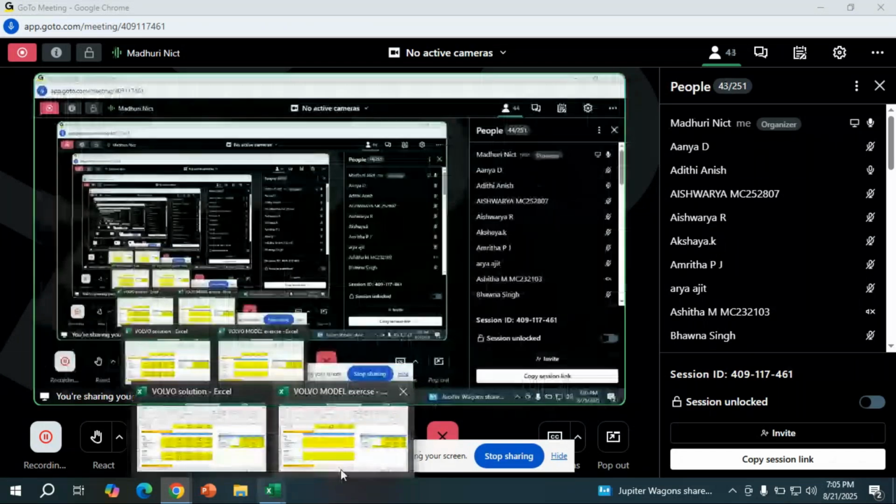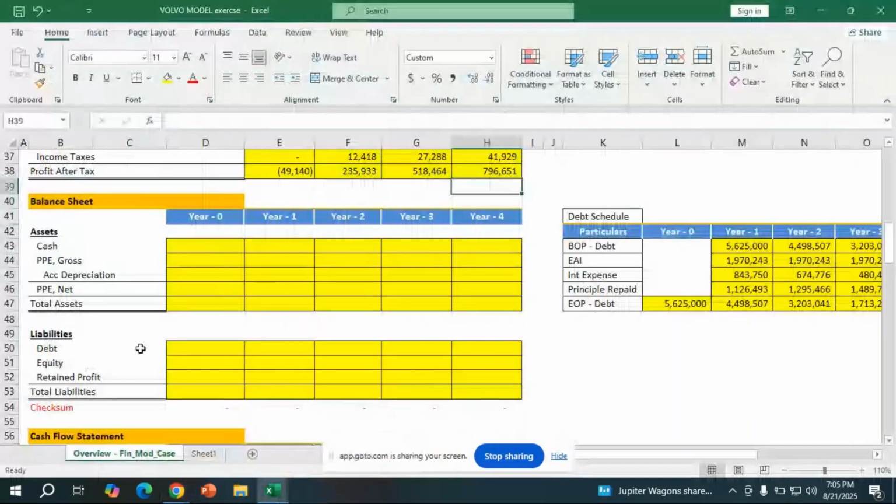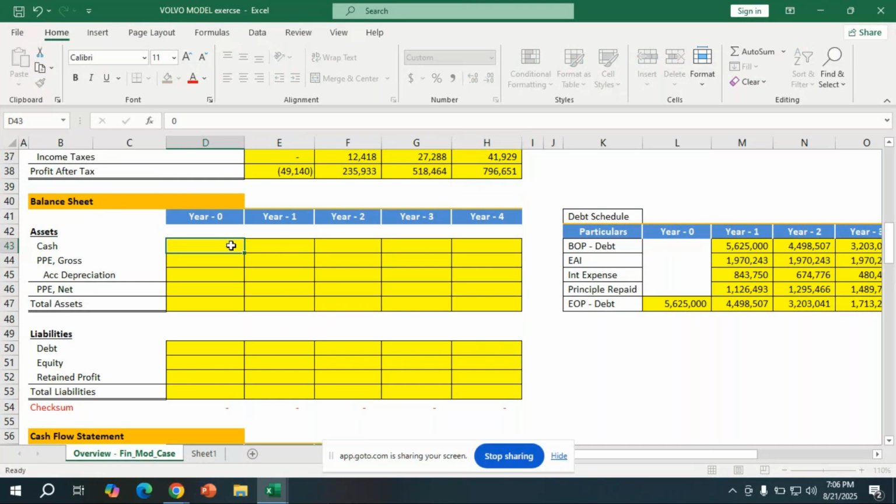Yes, ma'am. So now in your balance sheet, first you have to update the closing balance of your cash, which is going to be done after we resolve the cash flow statement. So first we are going to start with the other items to be entered on the assets. Now cash we're going to leave it blank. Cash for the first year, year zero, will be zero. So here you're going to put 0.